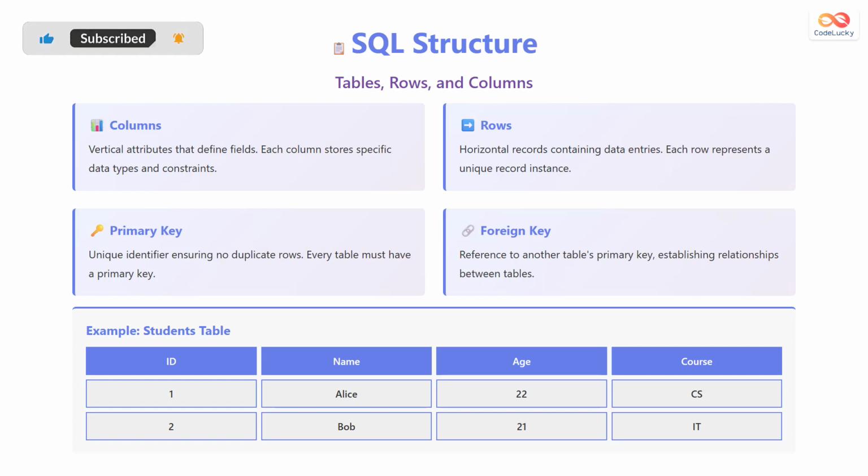Third, and critically important, are keys. A primary key is a unique identifier that ensures no two rows are identical. Every table must have a primary key. Then there's the foreign key, which creates relationships between tables by referencing another table's primary key. This relational structure is what makes SQL databases powerful for complex operations and data integrity. For example, a student's table might have an ID as primary key, plus columns for name, age, and course. Each row would represent a different student with their information.